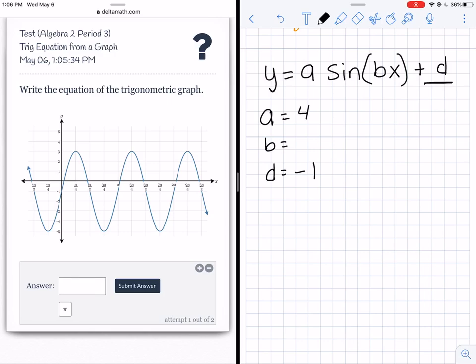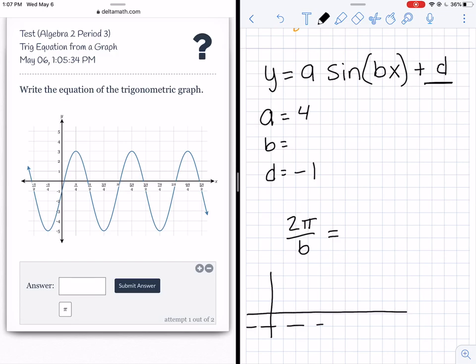My b value is the one you need to do a little bit more work for. So we write an equation for our period, which is 2 pi over b. That's how I'm going to find my b value. And my period in this case, we have to see how long one cycle is. So if you trace your one cycle, I'm just going to sketch it out here. Starts here. Make this a little nicer.